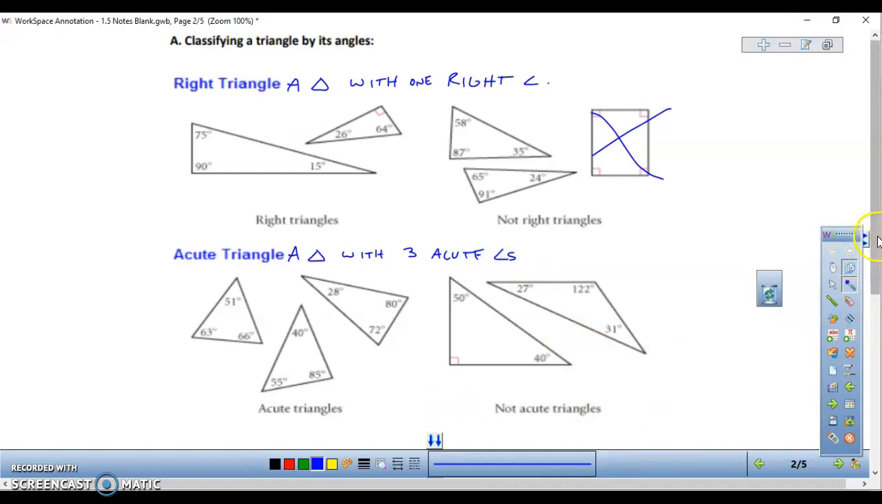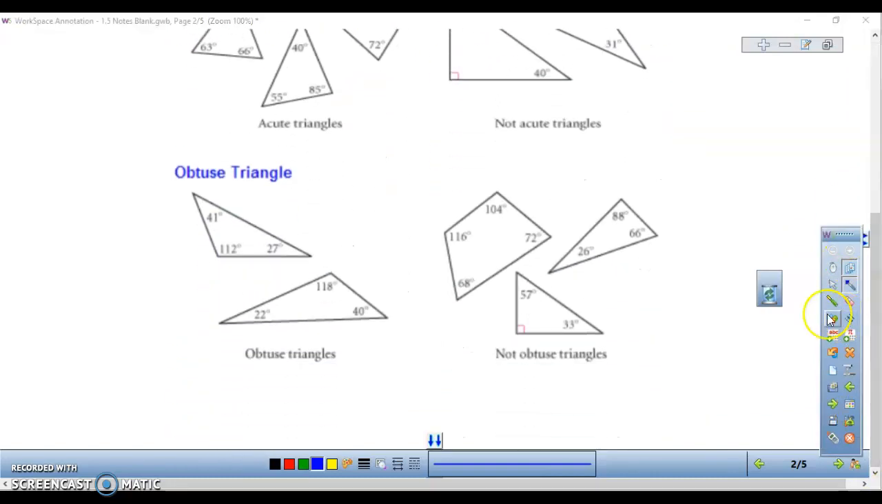Wonderful. And then last but not least, and again, you guys, right now what we're doing is we're classifying these triangles by their angles, okay? So we're essentially describing this triangle just based on the angles it has. So you can have a right triangle, you can have an acute triangle, and then finally you can have, if this will scroll down, an obtuse triangle.